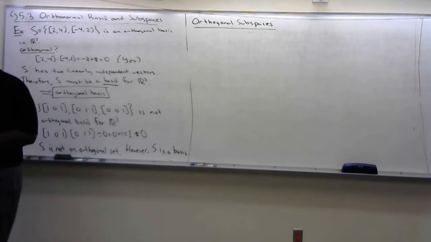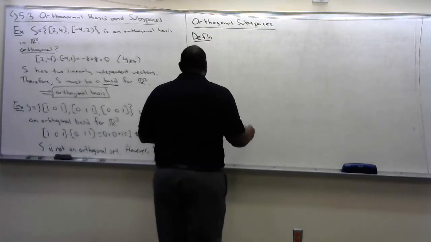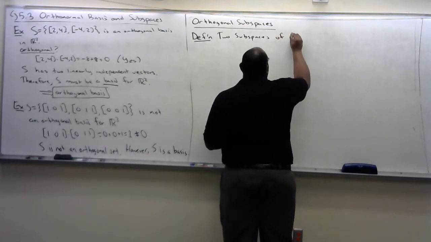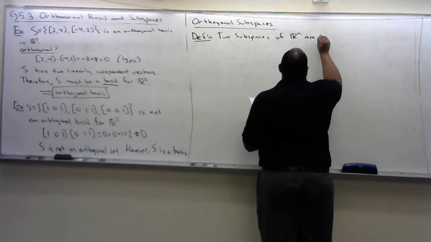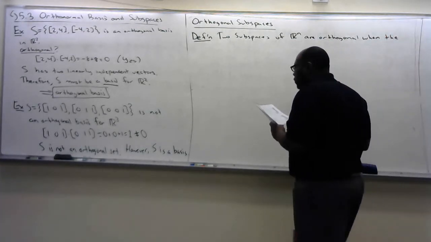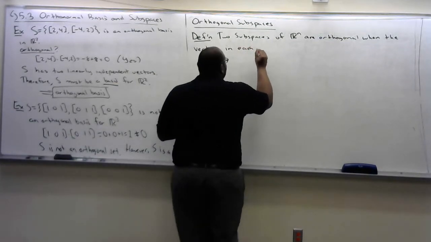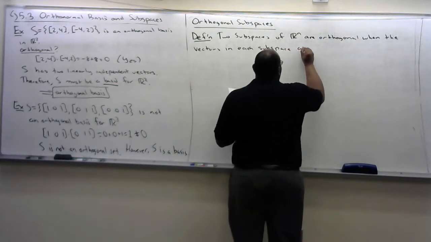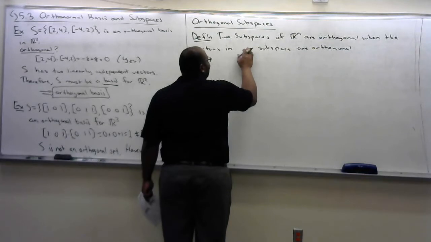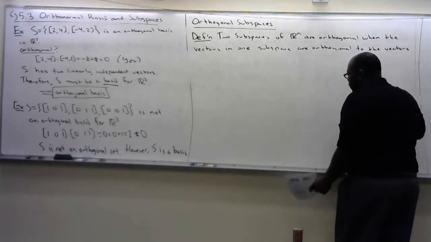Orthogonal subspaces. In the definition that we have here, two subspaces of Rn are orthogonal when the vectors in one subspace are orthogonal to the vectors in the other subspace.